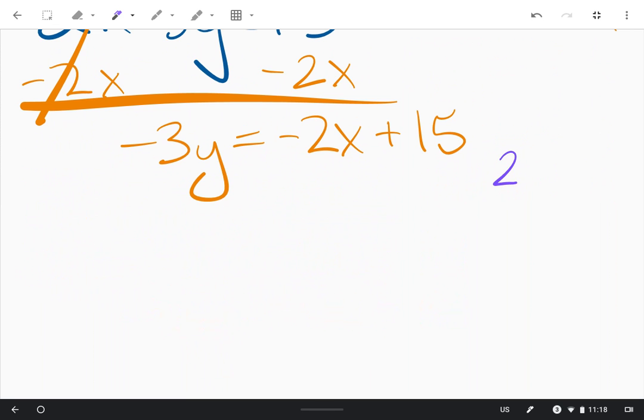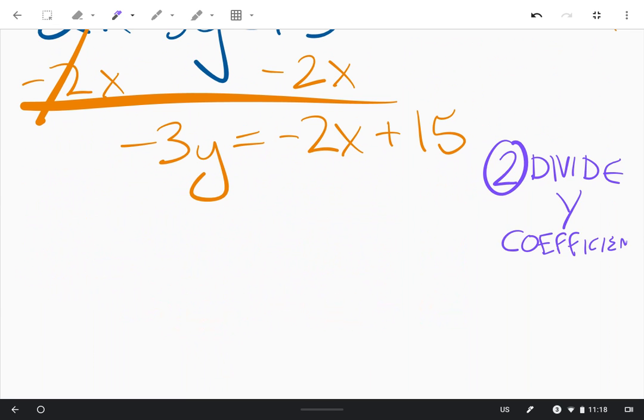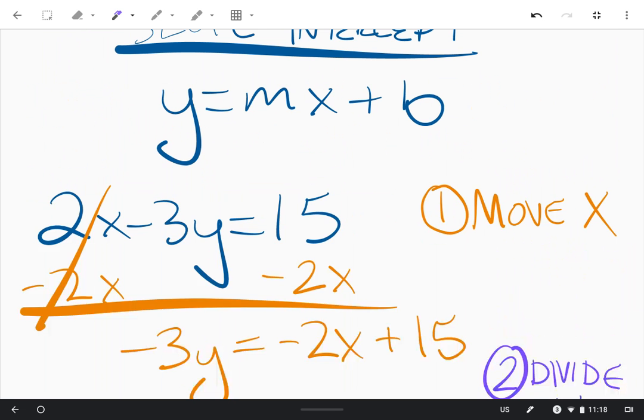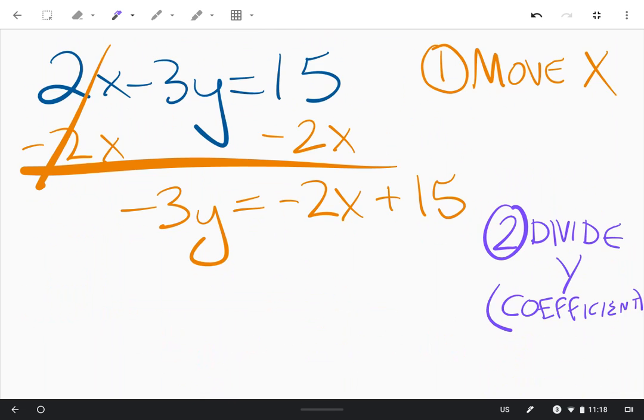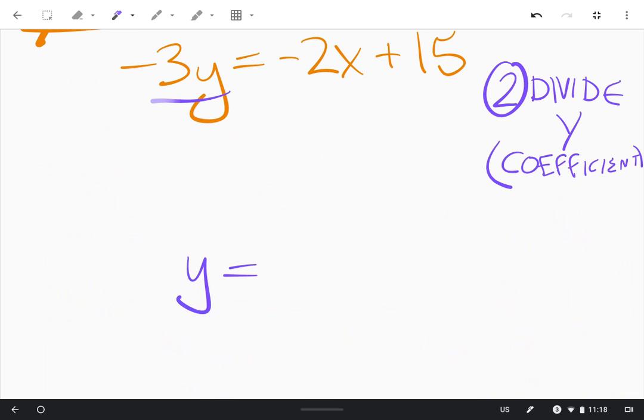The second step in the process is to divide by the y coefficient. I usually say move x, divide y. We want y to be by itself, because that's the way it is in the form up here. So I'm going to divide by -3, and I'm going to divide each term by -3.